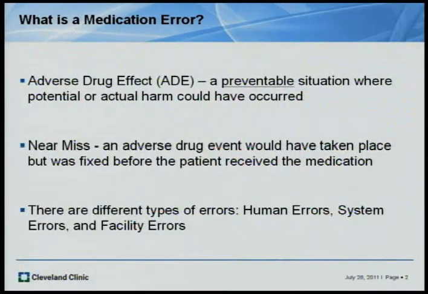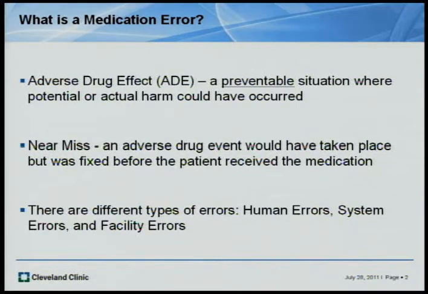First thing we will be talking about is exactly what is a medication error. A medication error is an adverse drug event, also known as an ADE. An adverse drug event is a preventable situation where potential or actual harm could have occurred to the patient. A near miss is an adverse drug event that would have taken place but was fixed before the patient received the medication. There are three main classifications of error.